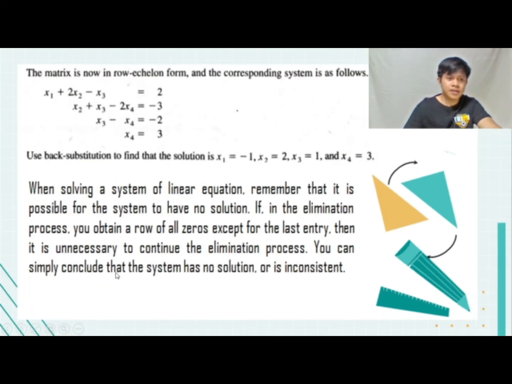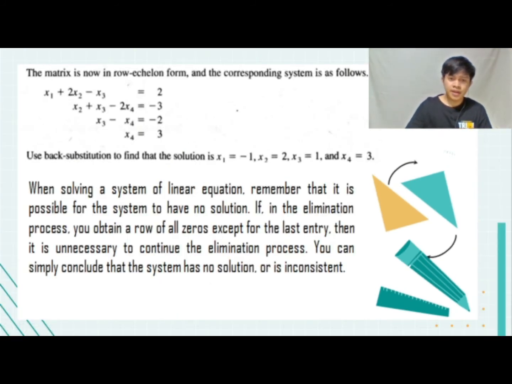Yan. And then, so the matrix is now in row echelon form, and the corresponding system is as follows. X of 1 plus 2x of 2 minus x of 3, and then the x of 4 is 0, so it equals 2. So, x of 2 plus x of 3 minus 2x of 4 is equal to negative 3. X of 3 minus x of 4 is equal to negative 2. And then, x of 4 is equal to 3. So, use back substitution to find the solution.